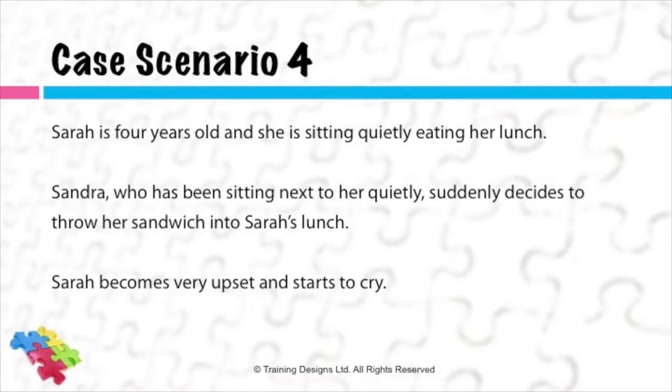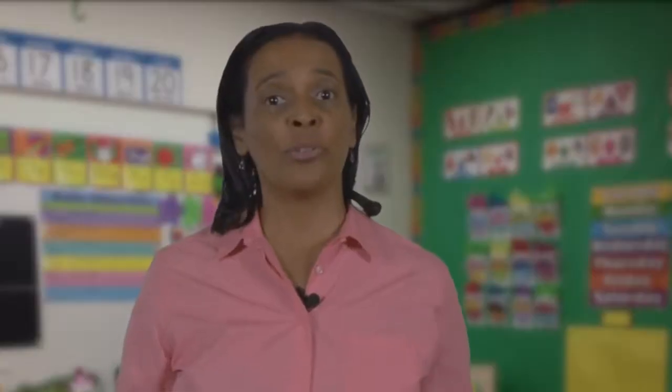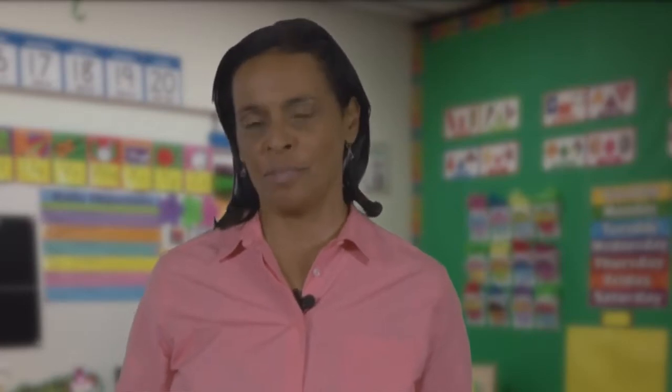Sarah is 4 years old and she is sitting quietly eating her lunch. Sandra, who has been sitting next to her quietly, suddenly decides to throw her sandwich into Sarah's lunch. Sarah becomes very upset and starts to cry. How would you record this in the ABC chart? Have a think about it and make some notes.